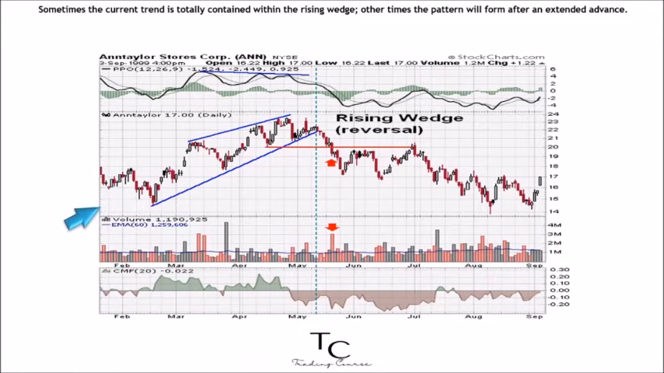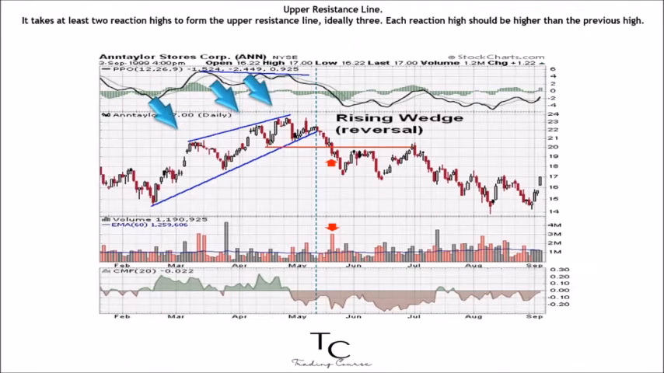Sometimes the current trend is totally contained within the rising wedge. Other times the pattern will form after an extended advance. Upper resistance line. It takes at least 2 reaction highs to form the upper resistance line, ideally 3. Each reaction high should be higher than the previous high.